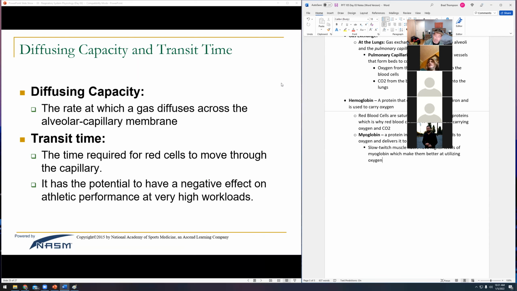Other things that you'll sometimes hear people talk about, you'll sometimes hear what's known as a diffusing capacity. That's basically how fast this can happen. Again, the more enzymes you have, it's a chemical reaction, right? The more enzymes you've got, the faster diffusing capacity you have. The more cardio you do, the better you're going to be at moving these gases around.